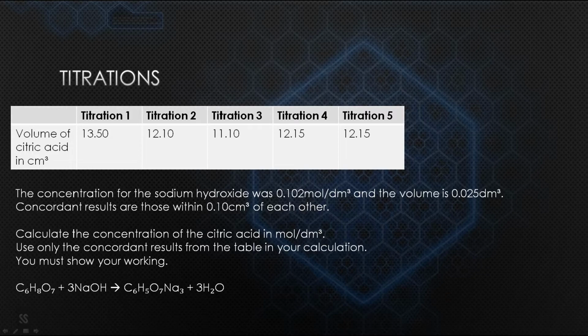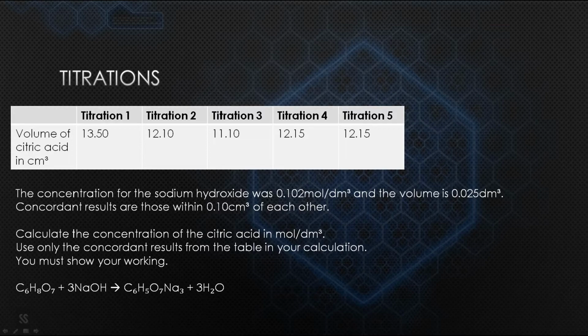In titrations, you use a known volume of an acid, but it has an unknown concentration, and a known volume of alkali, where its concentration is also known, to find the unknown concentration of the acid. The acids and alkalis can be interchangeable. In this example, citric acid is being neutralized by sodium hydroxide.